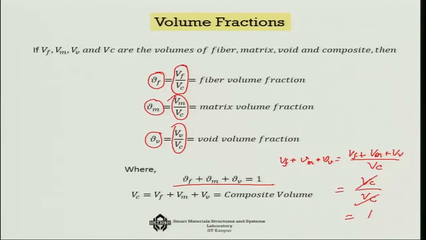Suppose we assume such systems are there where it is a perfectly voidless system, then it will be Vf plus Vm equals unity. This is a special case. This is a void free composite. In some of the cases we will assume it to be almost like void free. So we will derive the rest of the things based on that.